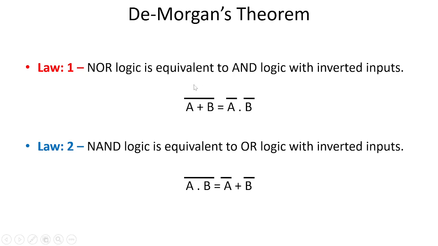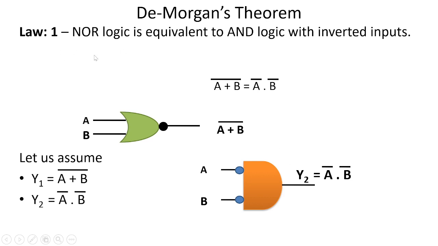So, in the first one, you can see we have (A or B) whole bar equal to A bar and B bar. Similarly, for the next one, we have (A and B) whole bar equal to A bar or B bar. Let's have a look at the first one, where we are saying NOR logic is equivalent to AND logic with inverted inputs. Let us assume Y1 as (A or B) whole bar. From this we can see we have a NOR gate with two inputs A and B, and the output is (A or B) whole bar.